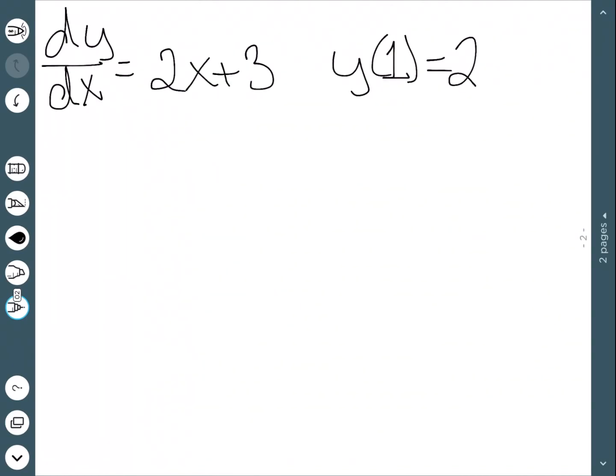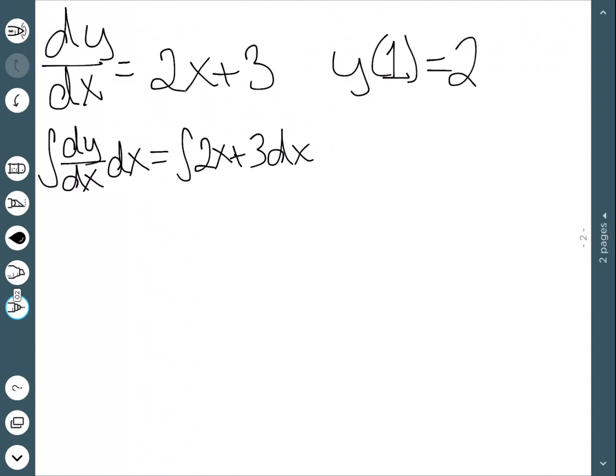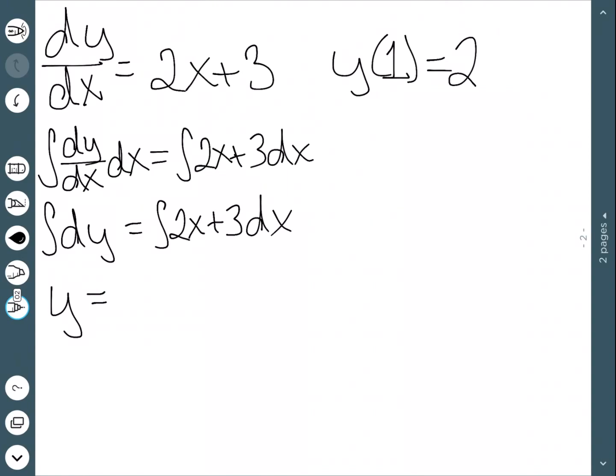I now have dy/dx equal to 2x plus 3. When I integrate, the integral of dy/dx dx, and the integral of 2x plus 3 dx, the left becomes the integral of dy. And then when we integrate, the integral of dy is y, the integral of 2x is x squared, the integral of 3 is 3x, plus my constant of integration.